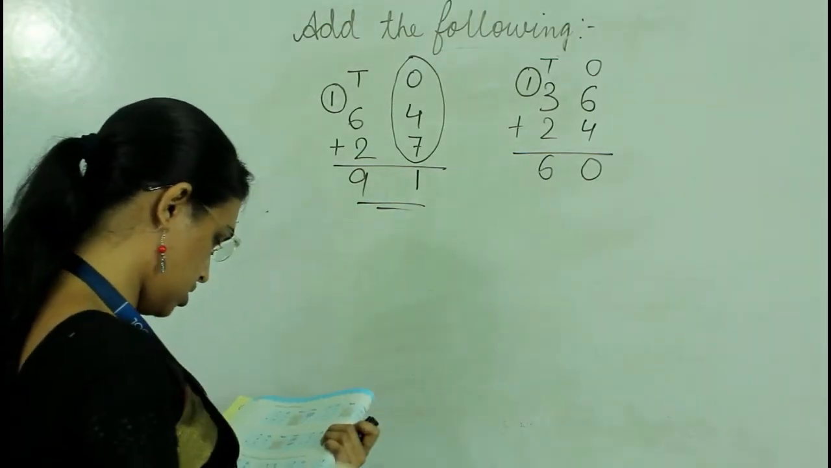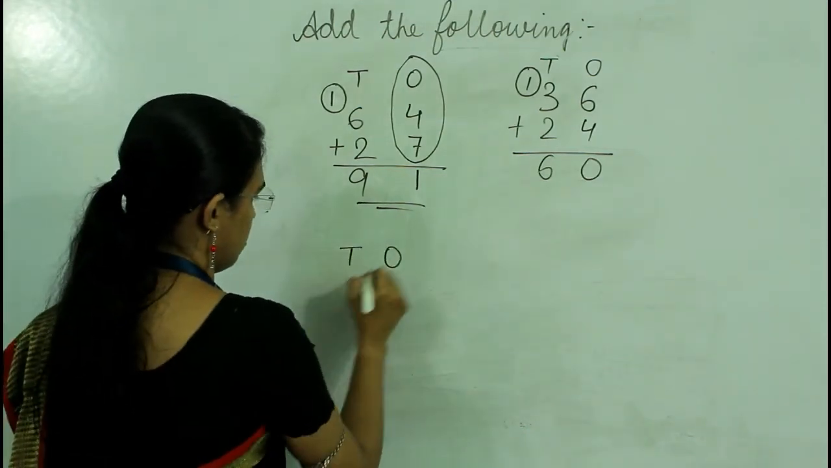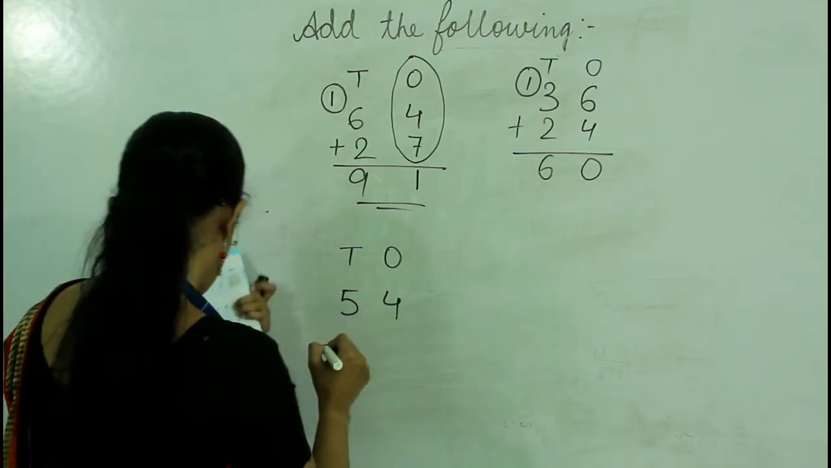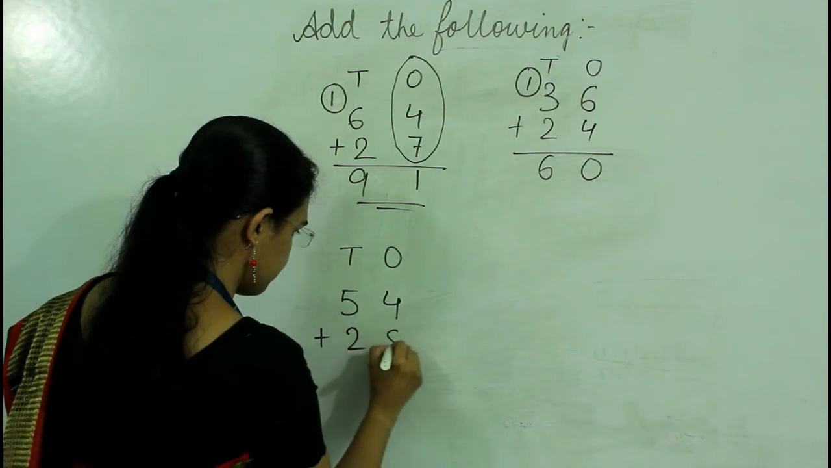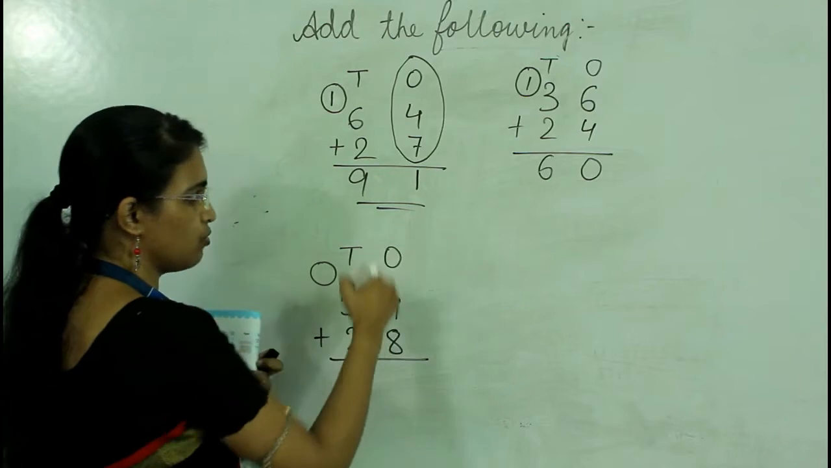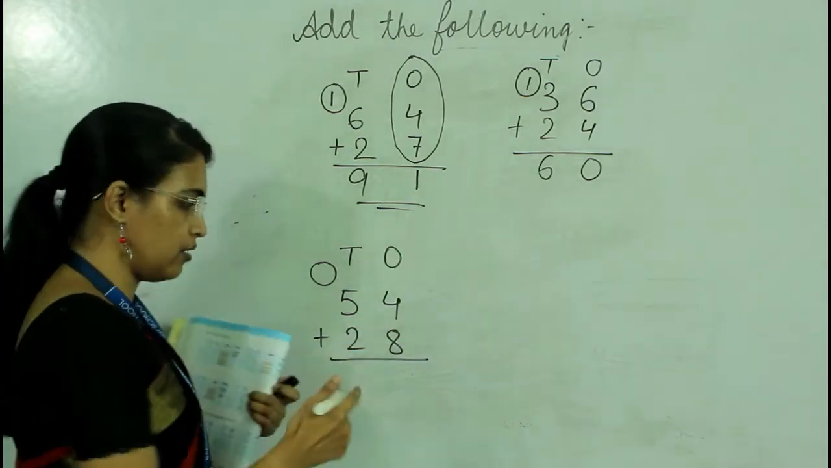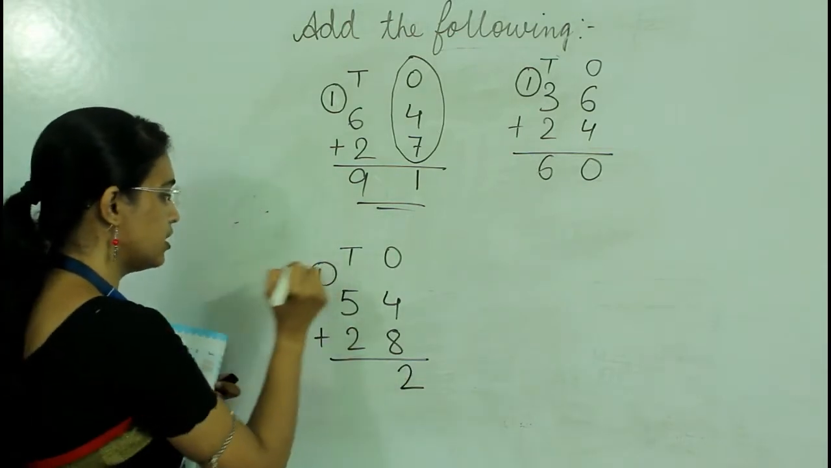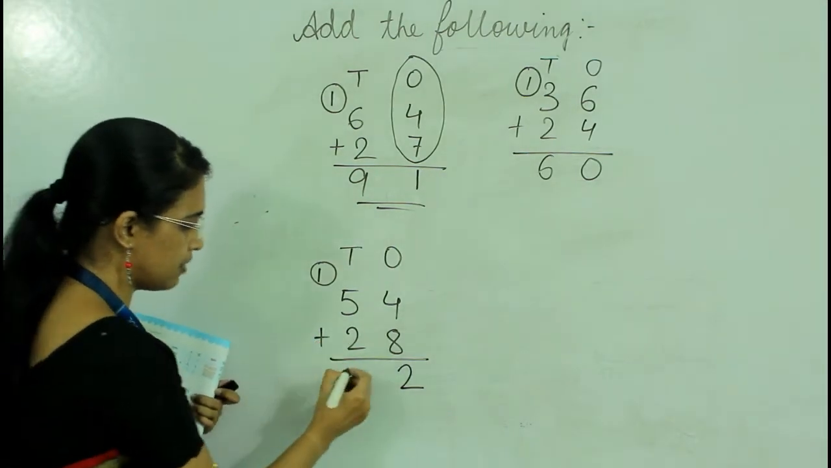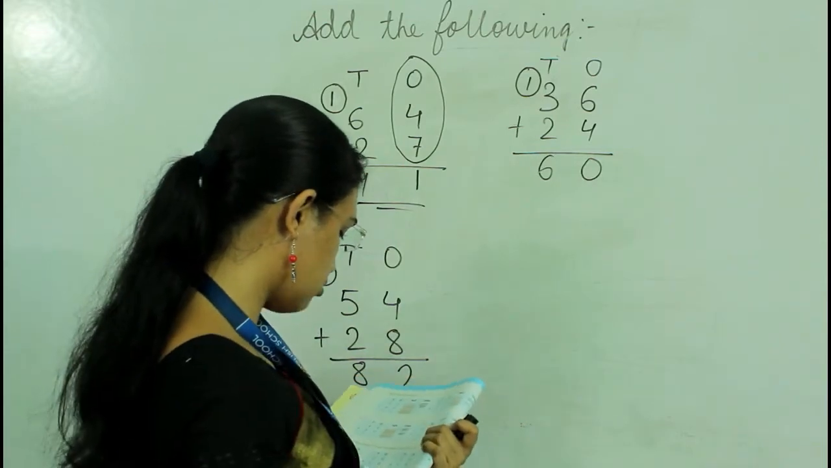Now next question is 54 plus 28. Now again we have to add the ones place. So 4 plus 8, 9, 10, 11, 12. 2, carry 1 here. So 5 plus 1, 6. 6 plus 2, 7, 8. So the answer is 82. Now another question.